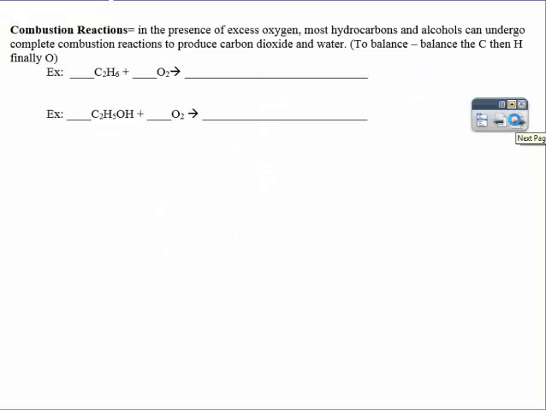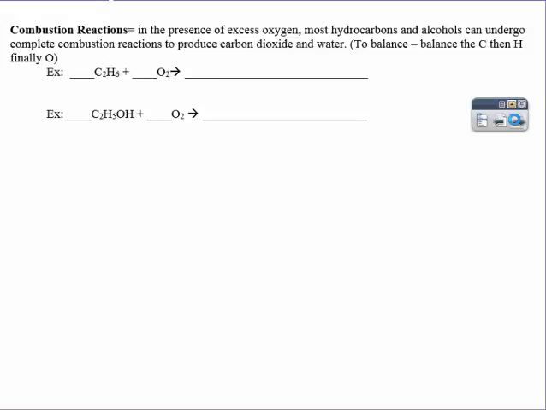Combustion reactions, once you recognize them, are the easiest to predict the products for. Remember that a combustion reaction is a fancy way of saying that we're burning something. So in the presence of excess oxygen, most hydrocarbons and alcohols can undergo complete combustion to produce carbon dioxide and water. When balancing, usually you want to balance the carbon, then the hydrogen, and then finally the oxygen.